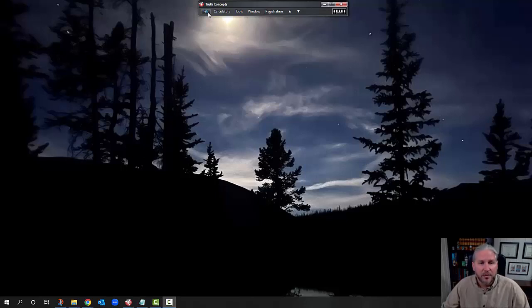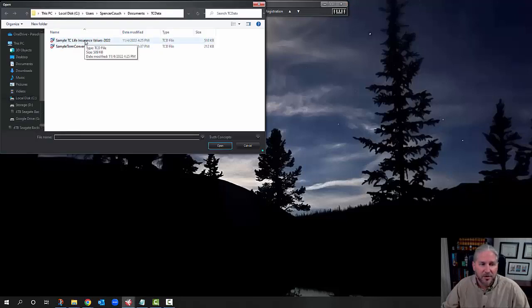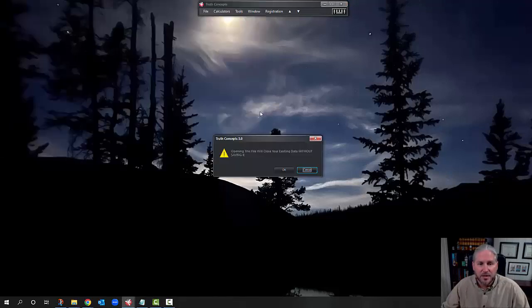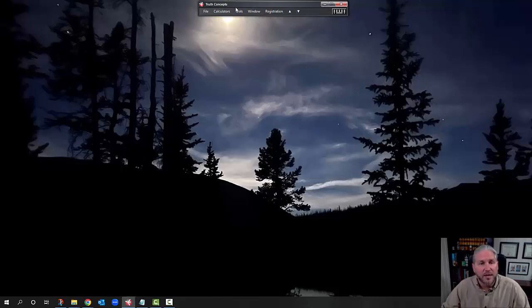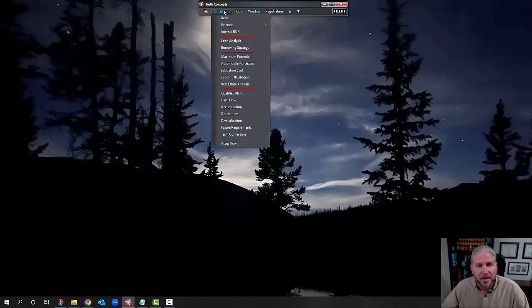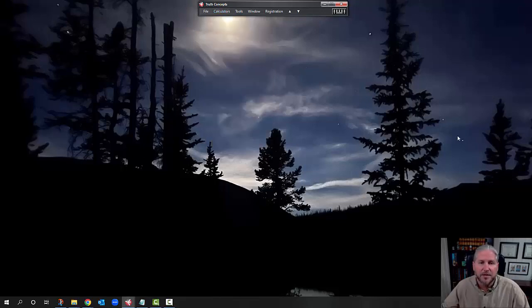So to load data, we go to File, Open, and then we have our TC data file, and we're just going to double click on that and open it up. It will overwrite any open calculators that you have, so you don't want to do this if you need to keep the calculator open. It loads that data and then it kind of disappears from us. And then we come over here and we go to our funding illustration calculator.